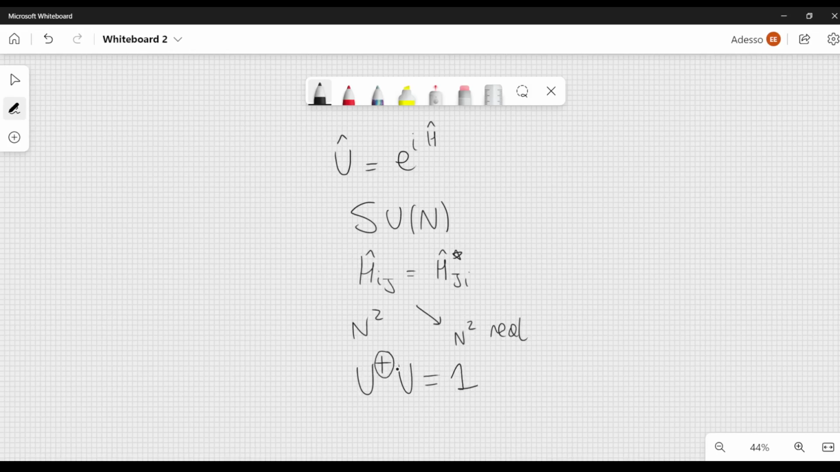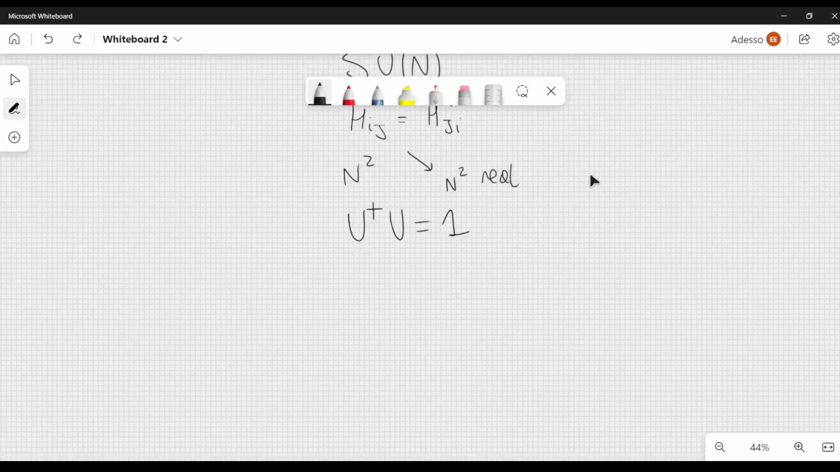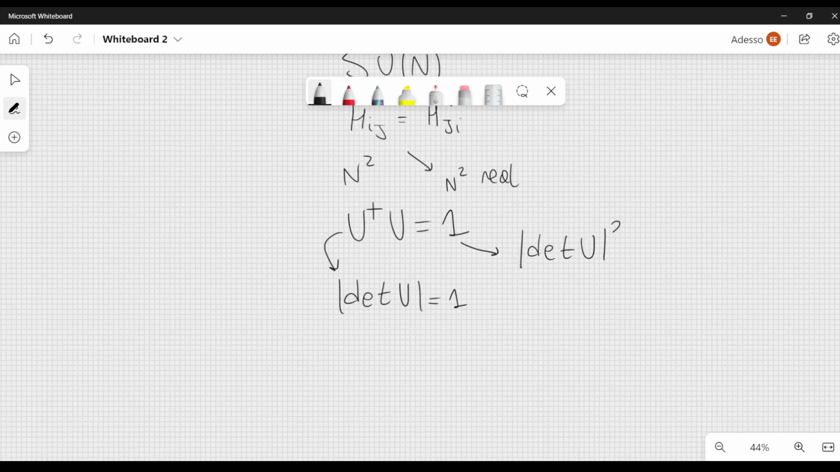The dagger operator here is simply the complex conjugate transpose. If we take the determinant on both sides, and also take the square root of that, what we get is that the modulus of the determinant of U is equal to 1. So in particular, if we take the determinant on both sides, we get the determinant of U mod squared is equal to 1. So if we take the square root, what we get is this equality here.